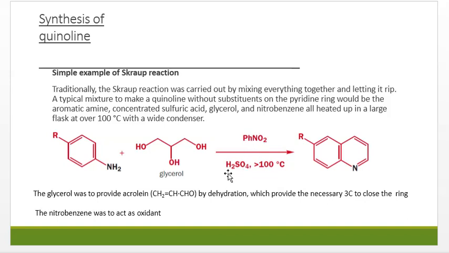Concentrated sulfuric acid, glycerol, and nitrobenzene. This is nitrobenzene, all heated with the aromatic amine. I will repeat for you: aromatic amine, glycerol, concentrated sulfuric acid, and nitrobenzene. You know that Ph is the phenyl group. All heated up in a large flask at over 100 degrees with a condenser.